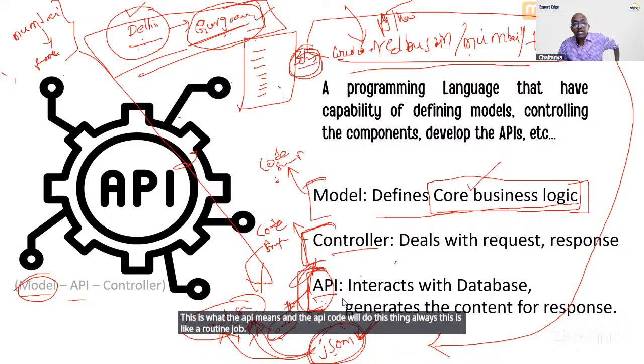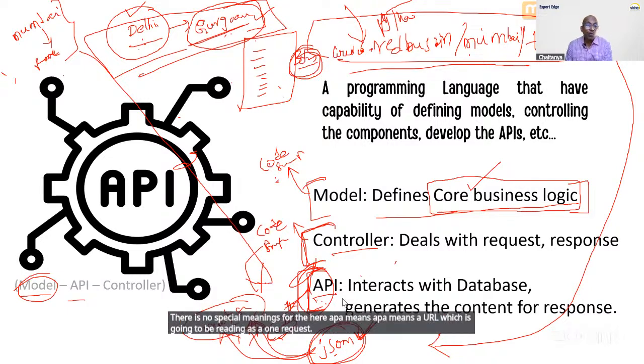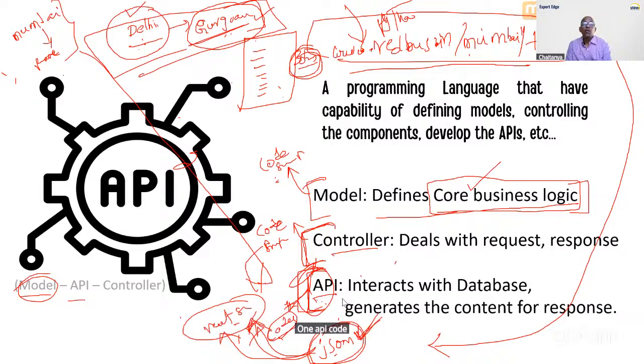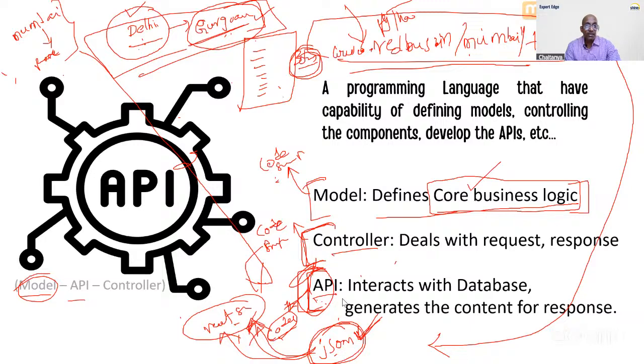There is no special meaning here. API means a URL which is waiting for a request. Once the API code sees that request, it immediately comes to the database and fetches the respective data from the table, places the data in one JSON content and sends it back to the React server. Simple routine job. Is everyone clear with this API? What does API mean?